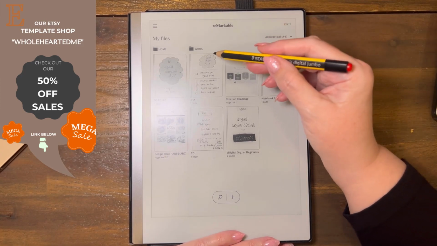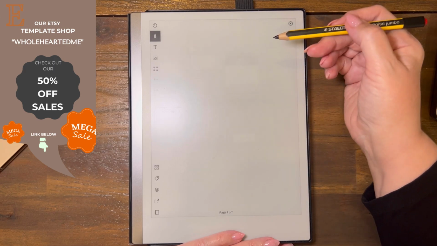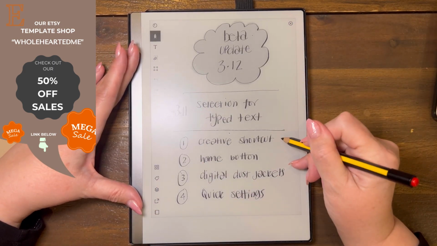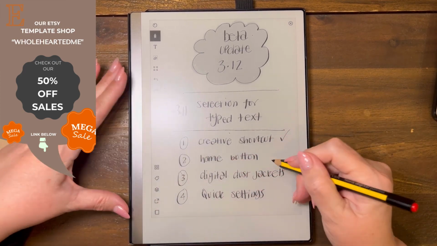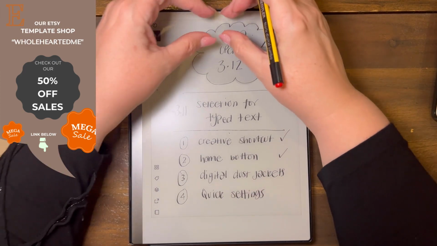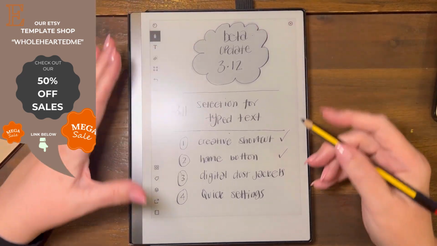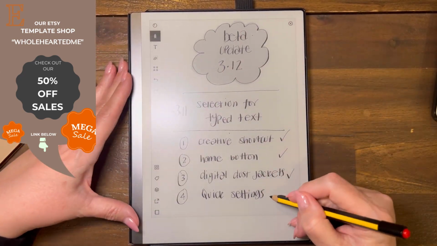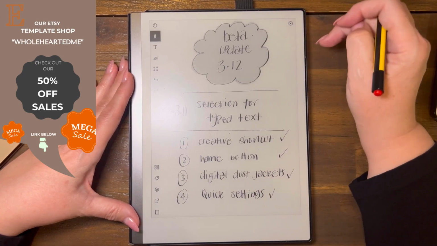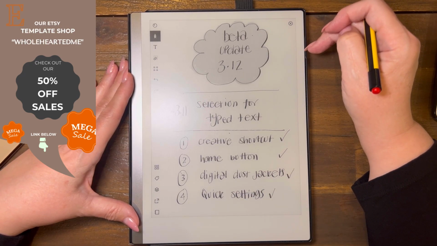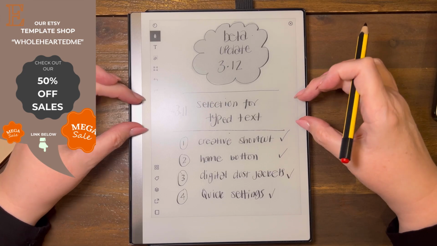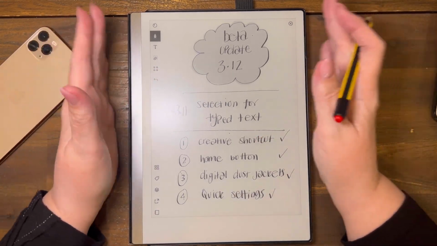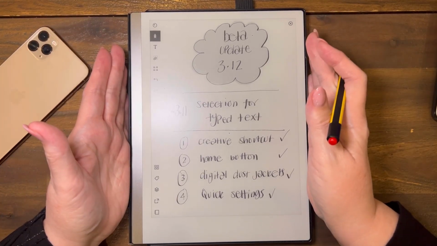So this is beta 3.12. I did create a little sheet. We've gone through the creative shortcut. That's the bit down the bottom. The home button, that's the Remarkable logo up the top. The digital dust jacket is the icons, and the quick settings is over here on the right. And I will do another video for 3.11 just for reference sake. But that's the beta update that's not available everywhere yet.